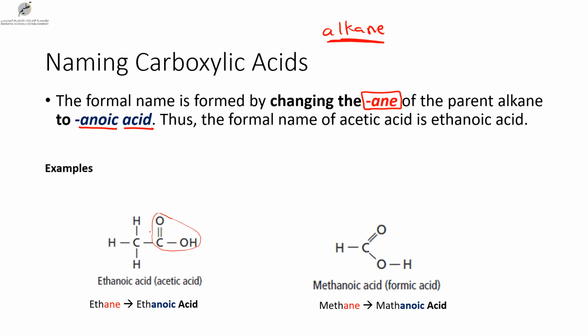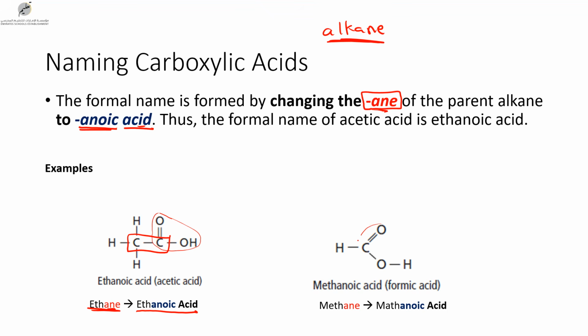So you know this is a carboxylic acid. How many carbons are here? 2. So this is ethane, right? So what you do, remove ANE and put anoic acid. So it becomes ethanoic acid.